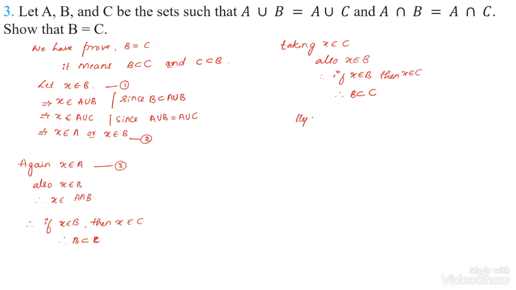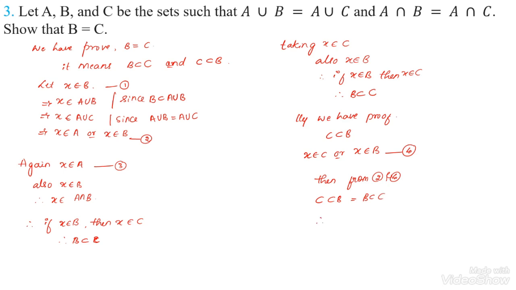Similarly, we have to prove C is a subset of B. From it, X belongs to C or X belongs to B. Then from second and fourth, we say C is a subset of B, equal to B is a subset of C. Therefore, B is equal to C. This is the proof of the given result.